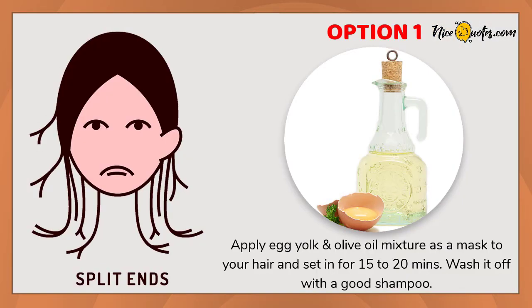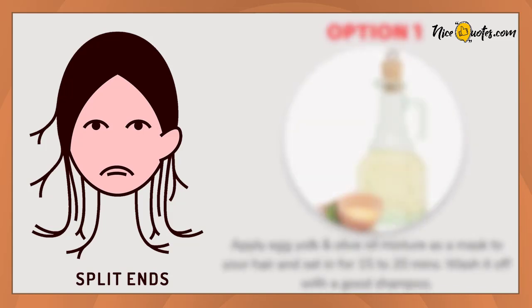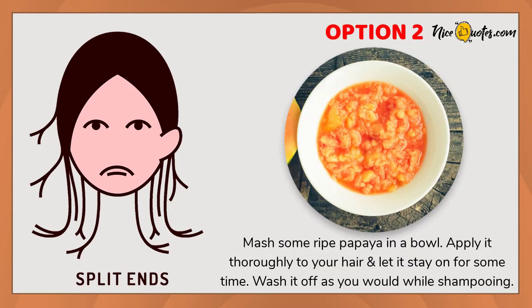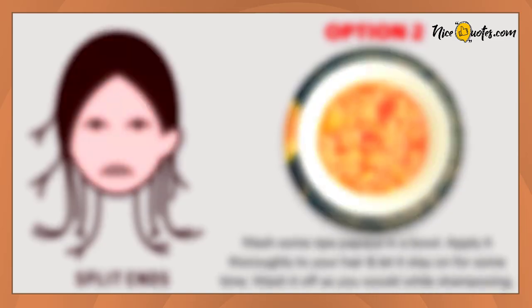Apply egg yolk and olive oil mixture as a mask to your hair and let it set in for 15 to 20 minutes. Then wash it off with a good shampoo. Mash a ripe papaya in a bowl, then apply it thoroughly to your hair. Let it stay on for some time and wash it off.